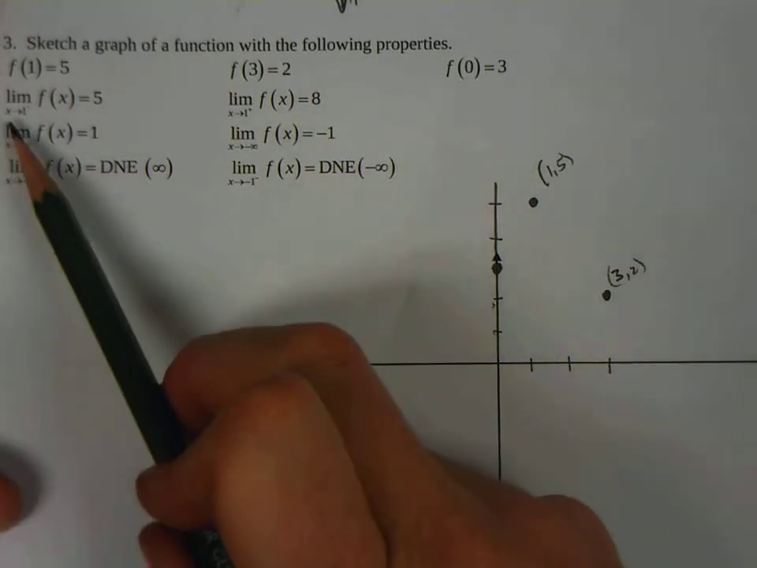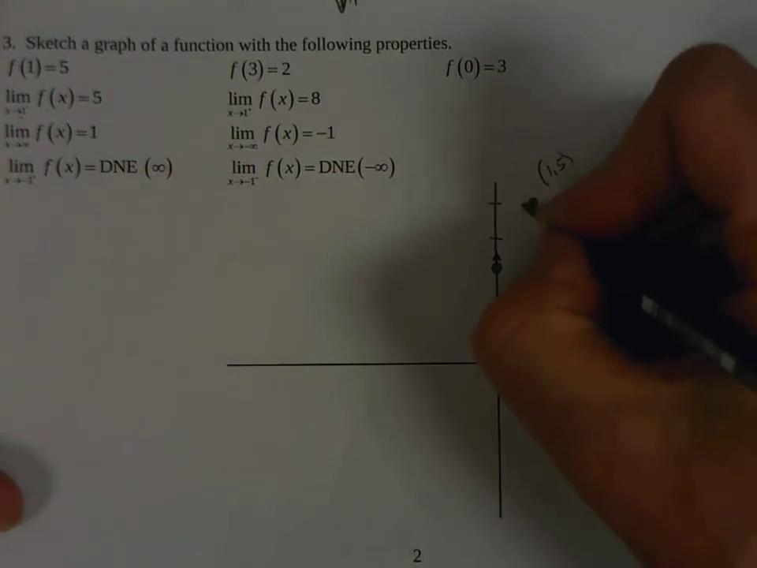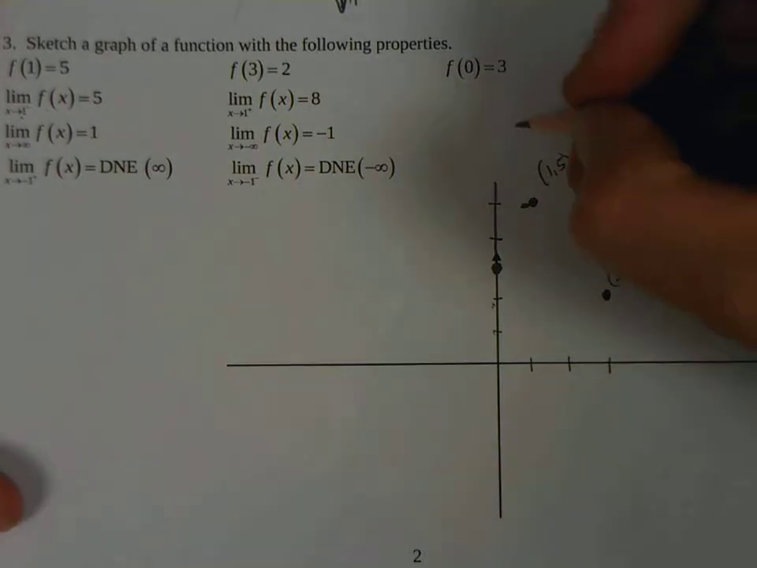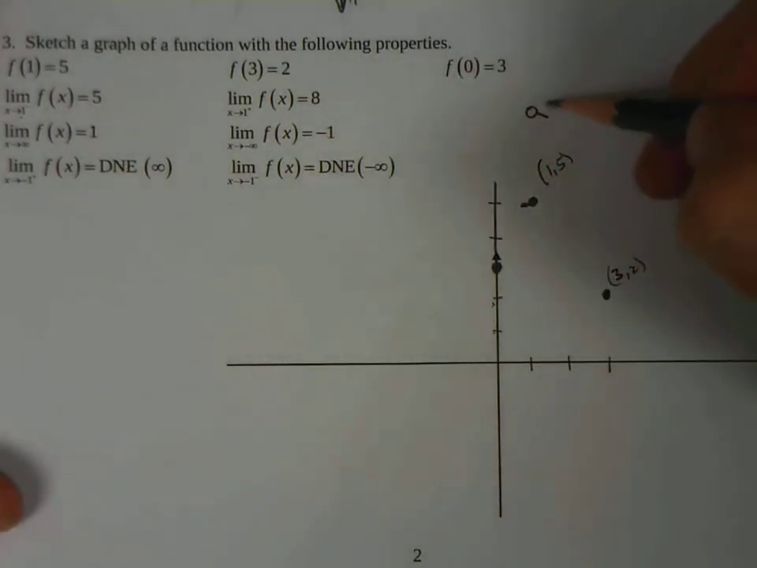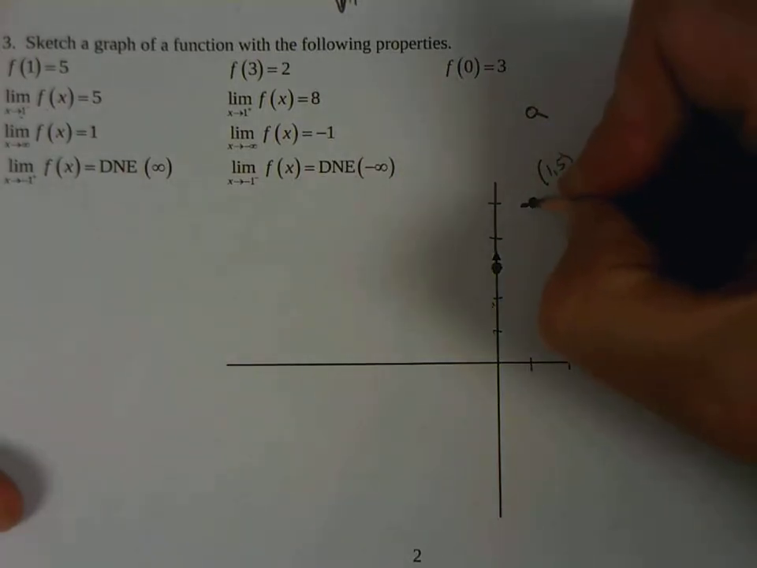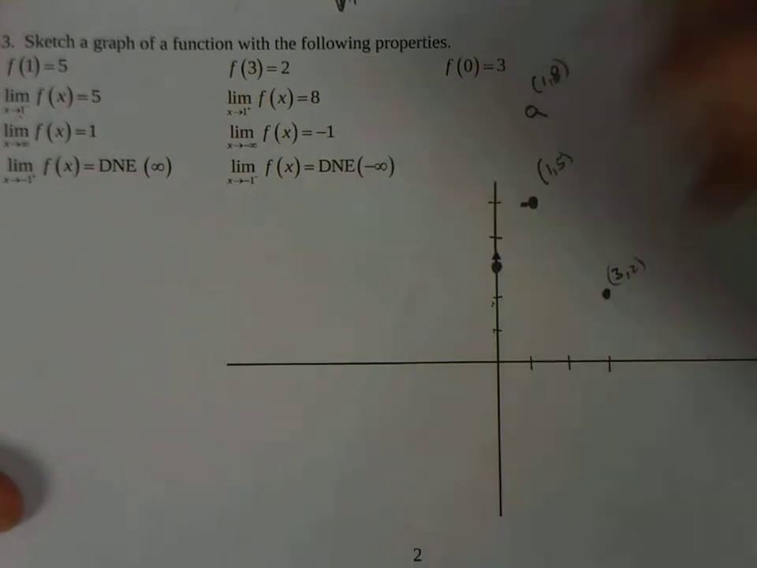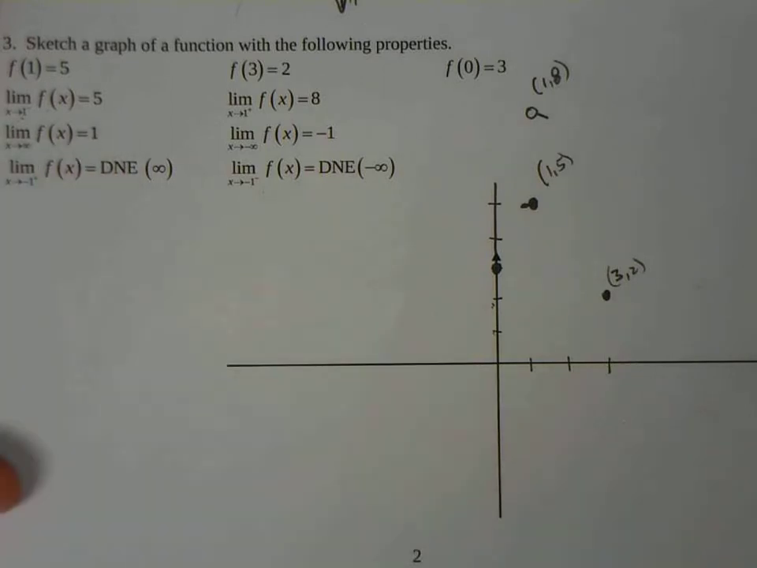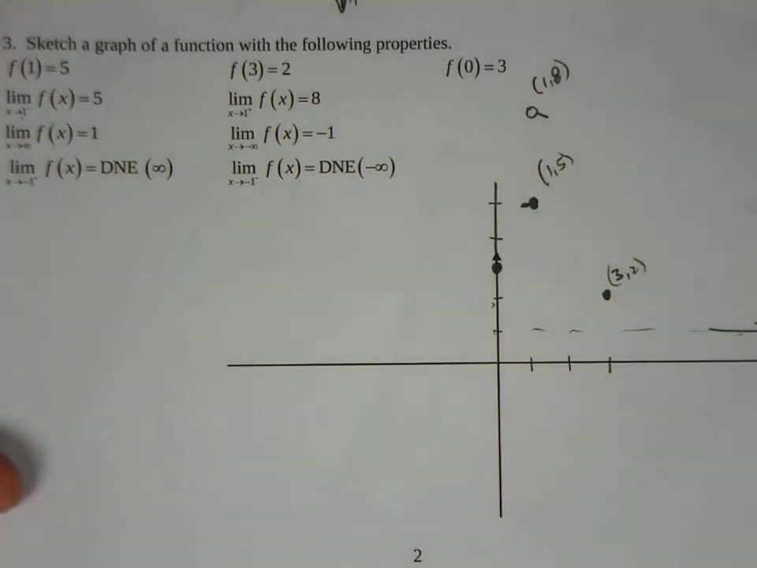Okay, the limit as x approaches 1 on the left is 5. Ooh, that's easy. The limit as x approaches 1 on the right is 8. Oh no. So that needs to be up here. I definitely need an open circle since f of 1 is already 5. So 1, 8. The limit as x approaches infinity of f is 1. The right-hand end behavior of f is y equals 1. Something like that. Oh, that was off the graph.